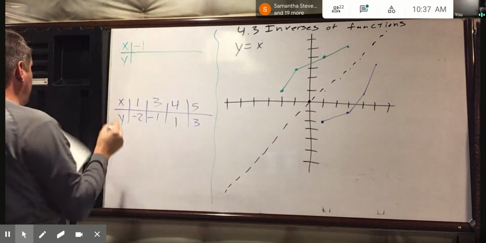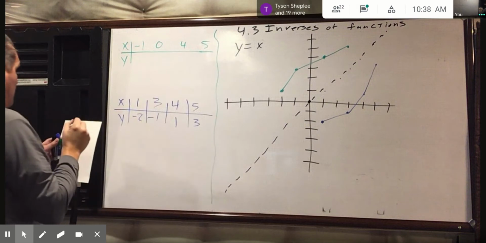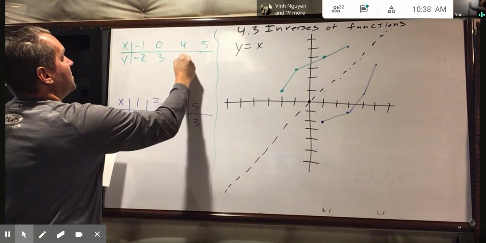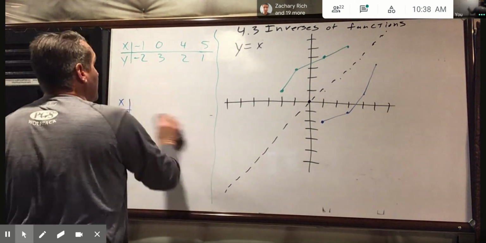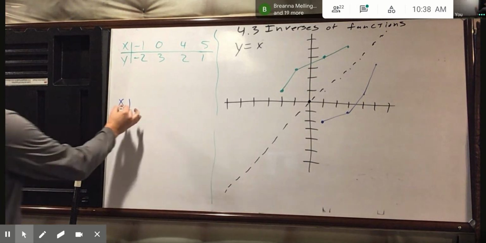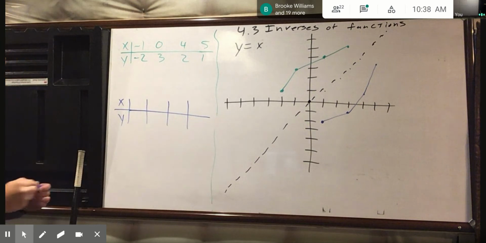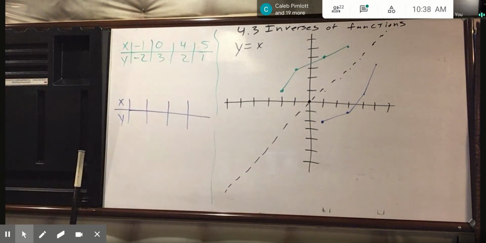We're going to go -1, 0, 4, and 5, with -2, 3, 2, and 1. So graph both green and blue. The blue will be, remember, the flip of this one. Give you about 2 minutes to finish that.